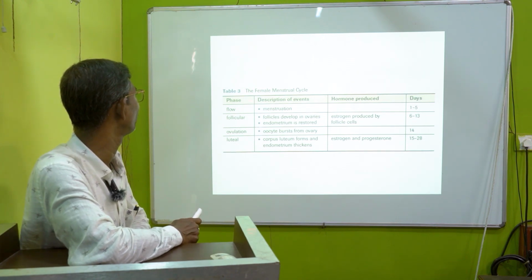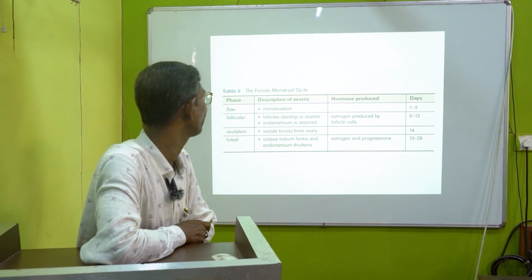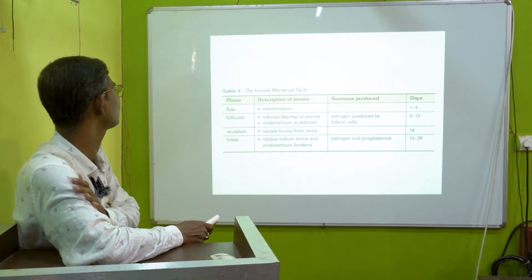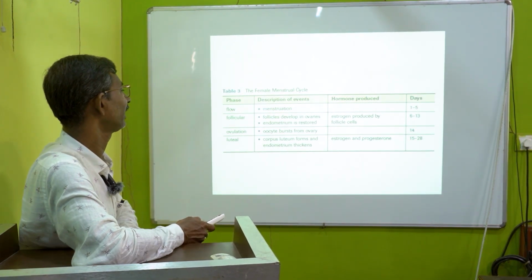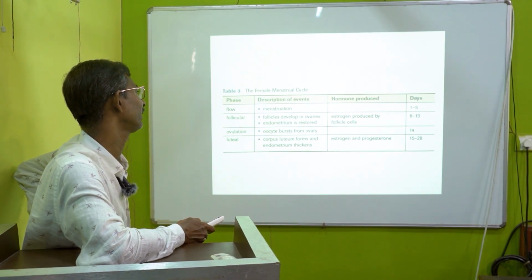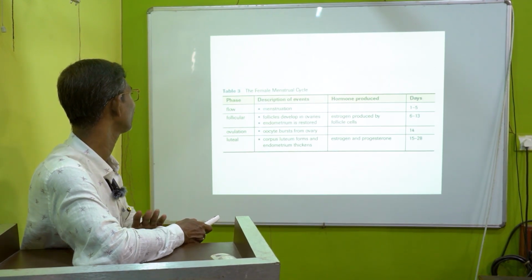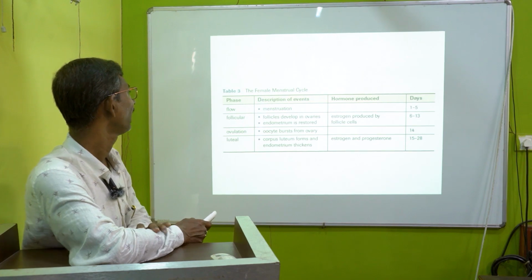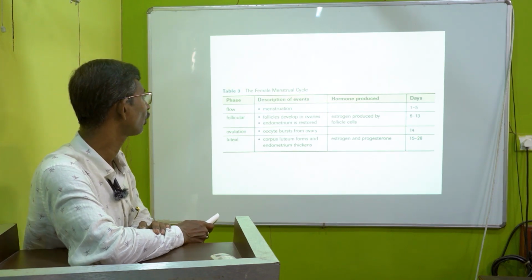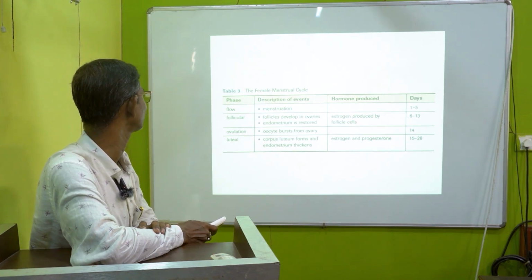The first phase, days 1 to 5, is the flow, that is the menstruation phase, where bleeding takes place. Then is the follicular phase. The duration of the follicular phase is 6 to 13 days, where the follicles are developed in the ovaries, the endometrium is restored, and estrogen is produced by the follicular cells.